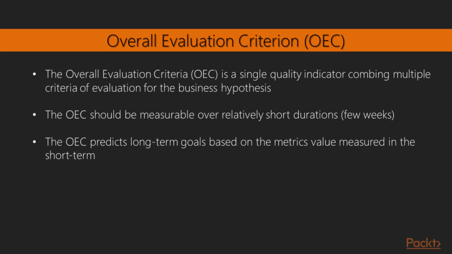We hence define the Overall Evaluation Criterion, OEC, as the single quality indicator combining multiple criteria of evaluation for the business hypothesis. The key factor for the OEC is to predict long-term goals based on the metric values measured in the short term. What we can learn in the short term that gives us the right confidence we will gain the expected outcome in the long term? The answer very much depends on the hypothesis we are taking into consideration. For example, let's work on one OEC for the user story.